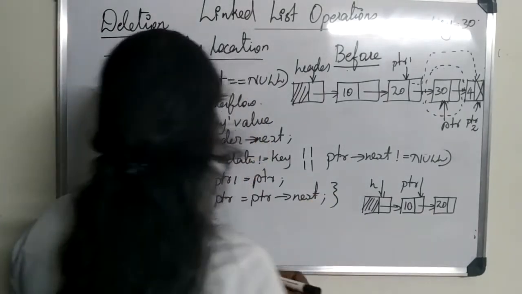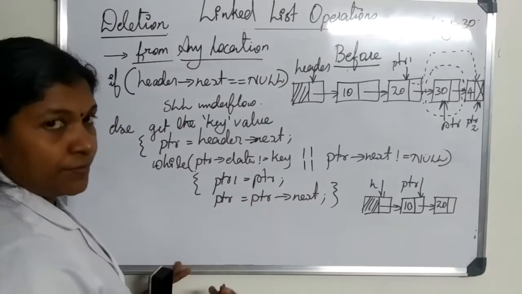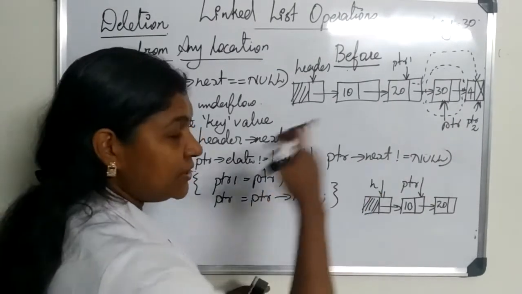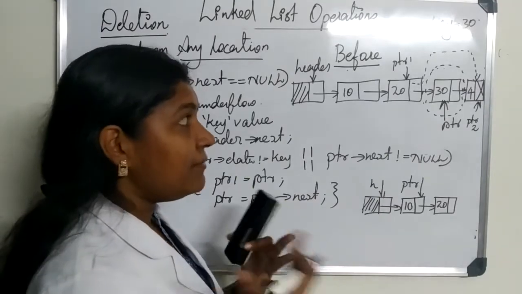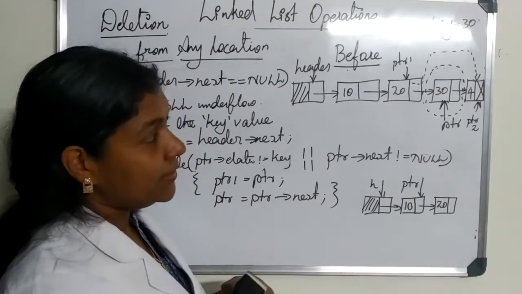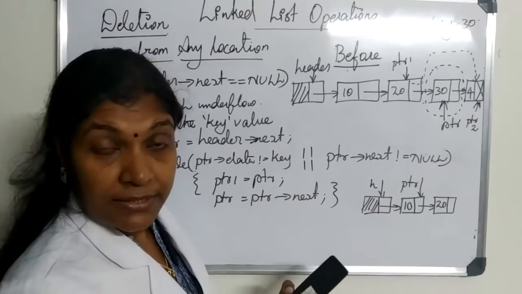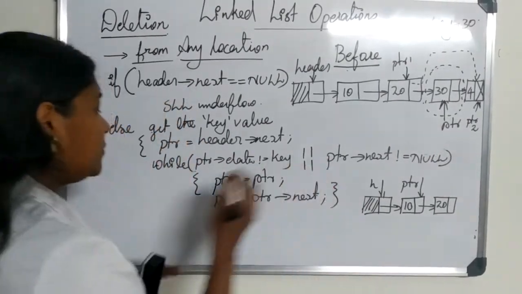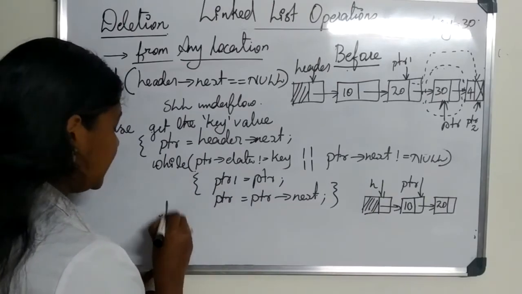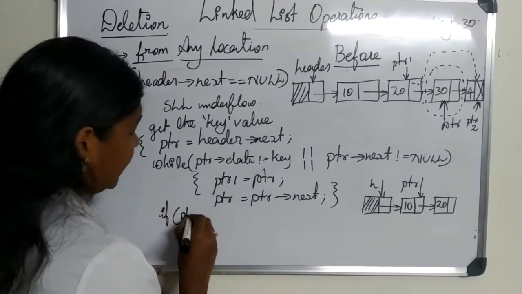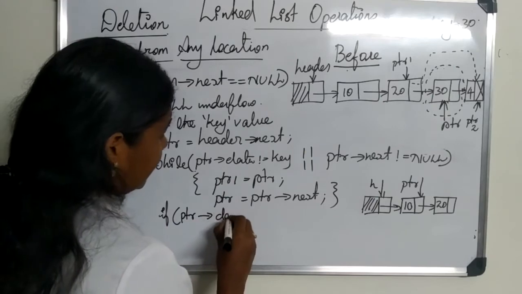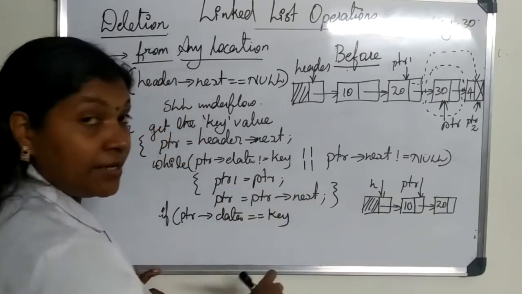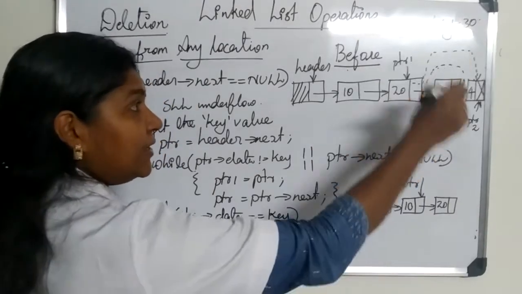Then once we are out of the loop, we don't know by breaking which of the conditions we have come out. That is, whether we have come out of the loop by finding the key element or without finding the key element. That is, whether the key element is present or not. That we don't know. So in order to confirm that, we are checking if ptr dot data is equal to key, then only we need to perform the resetting of links.